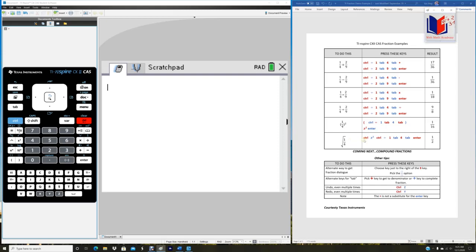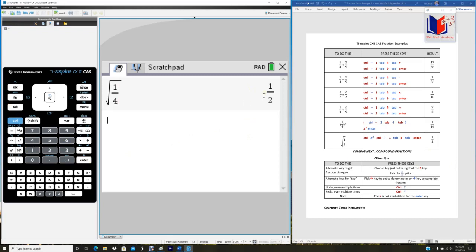We start with saying control x squared. So control x squared. That gives us the square root. And then to get the fraction, control divide. That gets you the fraction dialog. Then 1, tab, 4, tab, enter. And we get the answer of 1/2, just like we have at the table over here.